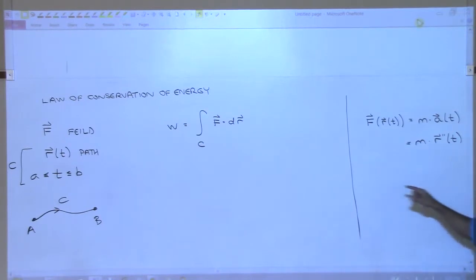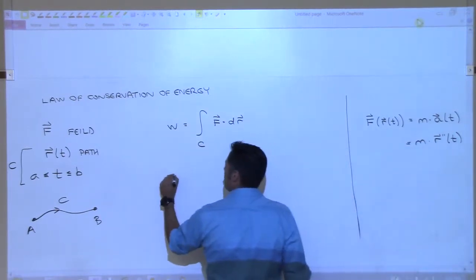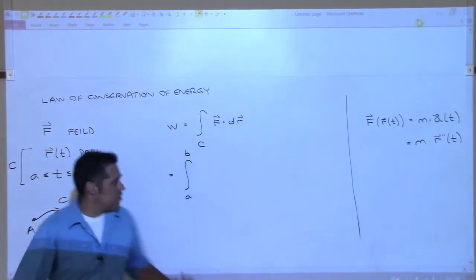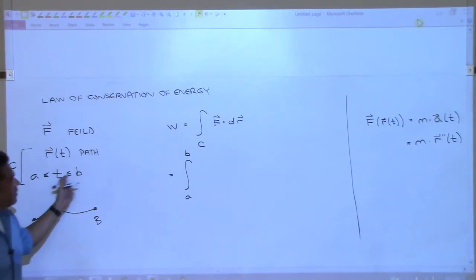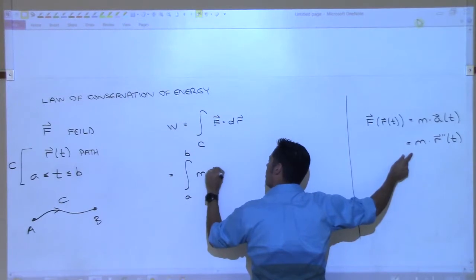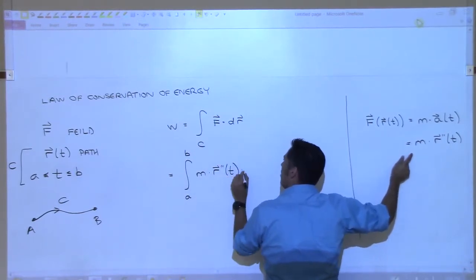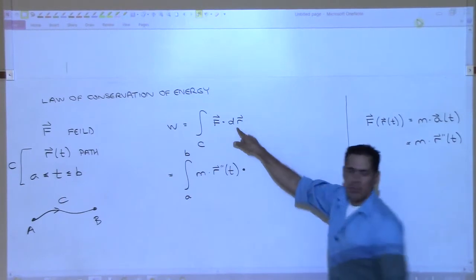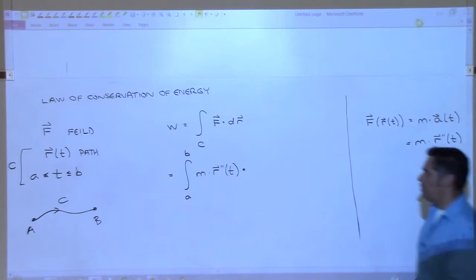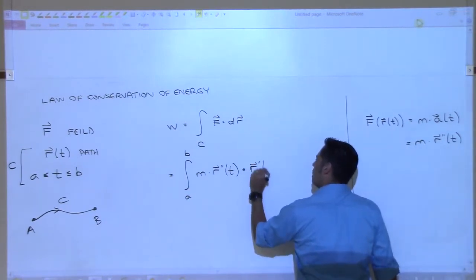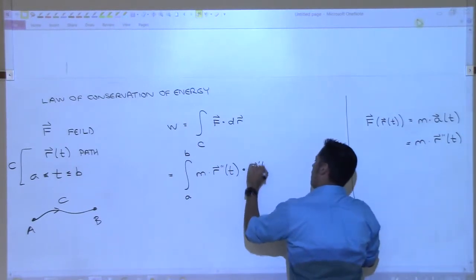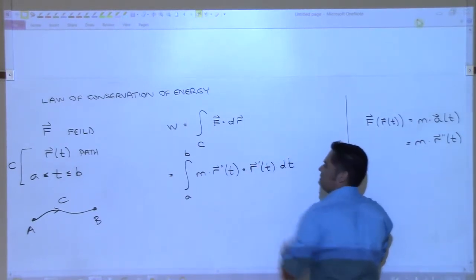Okay, so if we come back to this, this should be the integral. Now I'm going to be able to say from a to b because everything's going to be in terms of little t. First of all, our field is mass times r double prime of t. And then I'm going to dot that with what's dr? Derivative of the path, which is r prime of t dt. Do y'all agree with that?